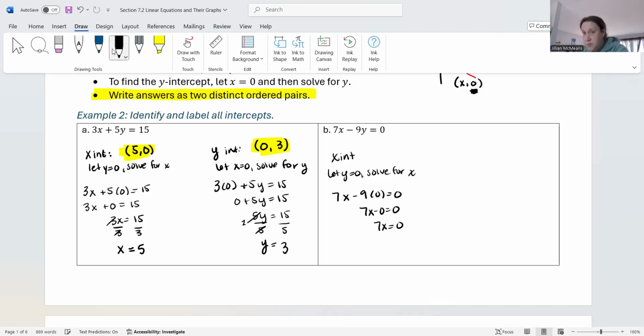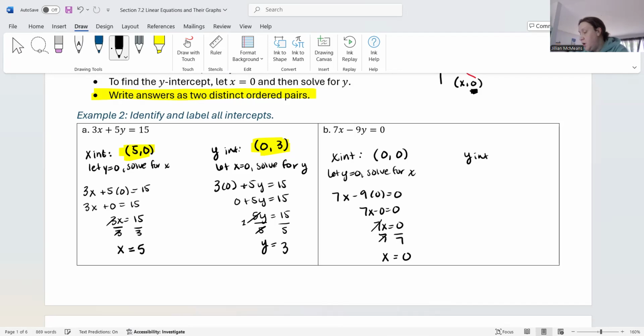And then I need to undo the multiplication of 7 and x. So I divide both sides by 7. 7 divided by 7 on the left is just 1. 1 times x is x. And then 0 divided by 7 is 0. So I would say my x-intercept is 0. So as an ordered pair, if x is 0 and y is 0, I just get the origin. Okay, so let's look and see what happens with our y-intercept.